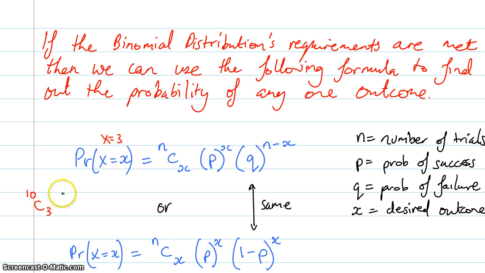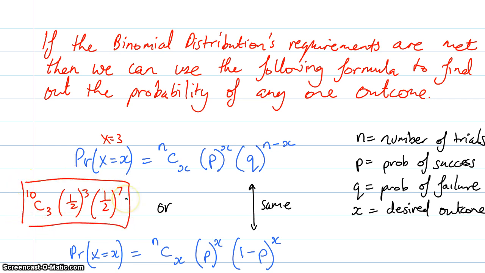And then I do the probability of success, which is a half, all to the power of x, in this case 3. And the probability of failure, which is also a half, to the power of n minus x, which ends up being 10 minus 3, which is 7. If I did that on my calculator, or by hand, I would find out the probability of flipping the coin 10 times and obtaining exactly 3 tails. No more than 3 tails, no less than 3 tails. So that's the formula there.